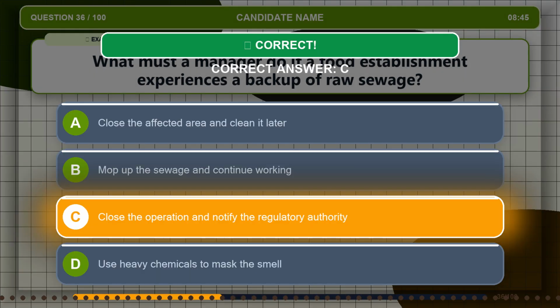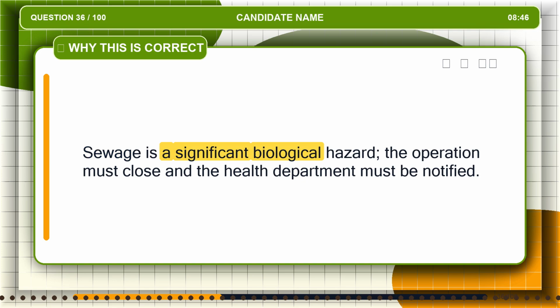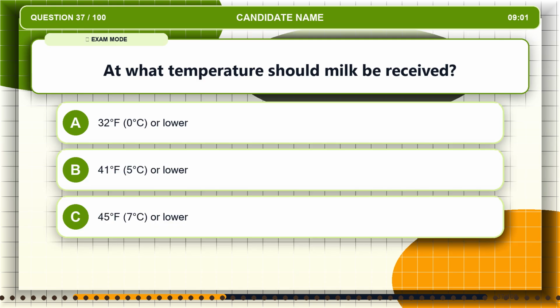The correct answer is option C, close the operation and notify the regulatory authority. Sewage is a significant biological hazard. The operation must close and the health department must be notified. Question 37. At what temperature should milk be received?